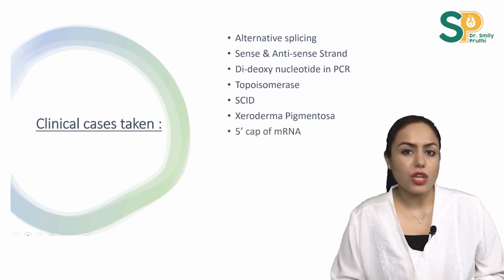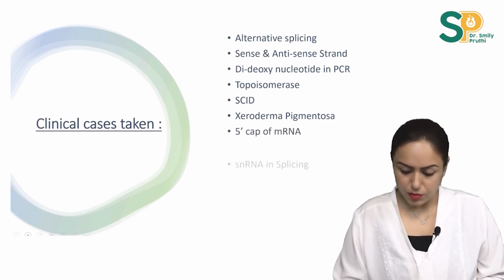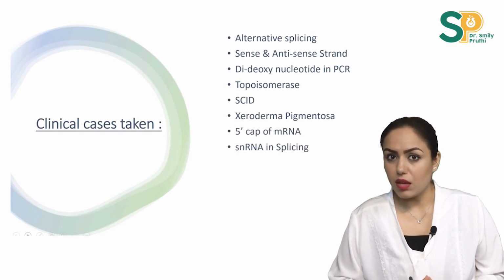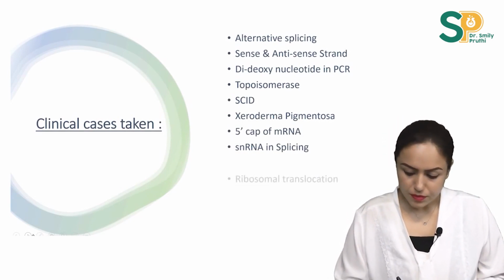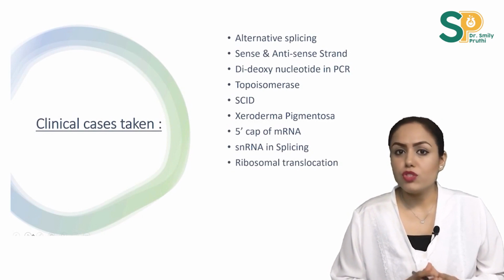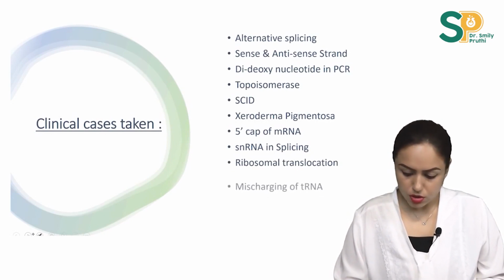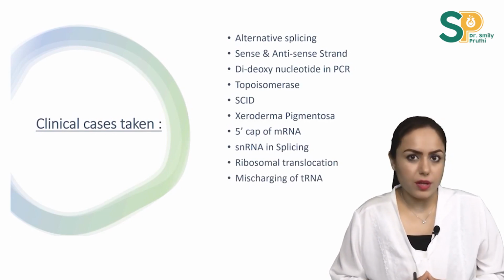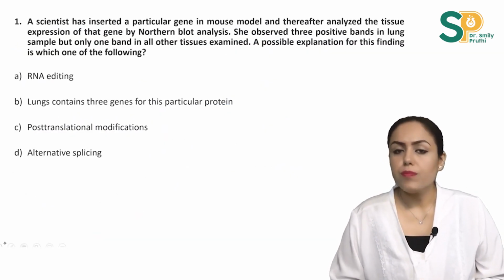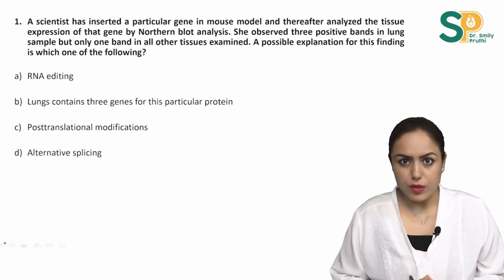Then 5' cap of mRNA question, that is very important. Then snRNA, that is small nuclear RNA in splicing. And ribosomal translocation question. Then your last question will be on mischarging of tRNA. So first question, do read the questions very carefully, right?